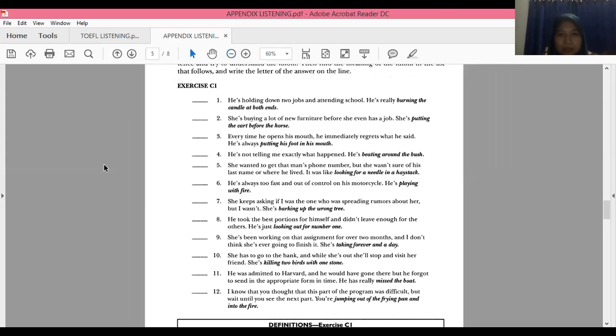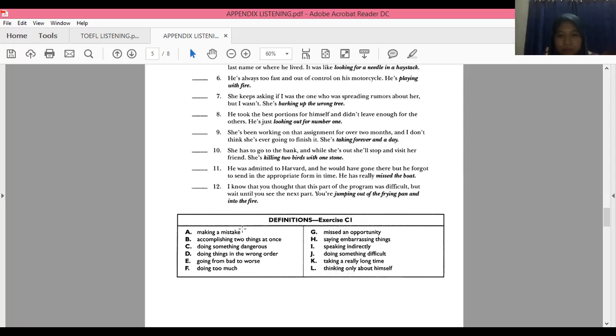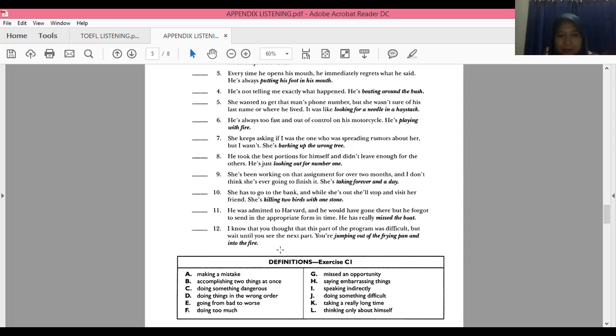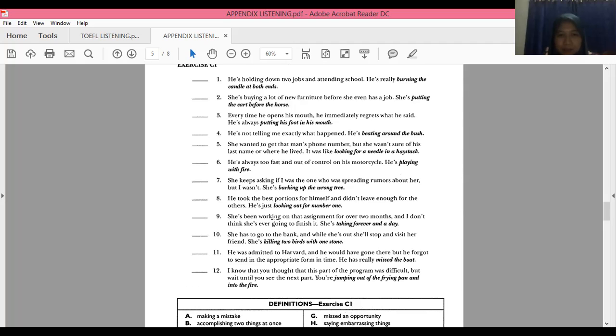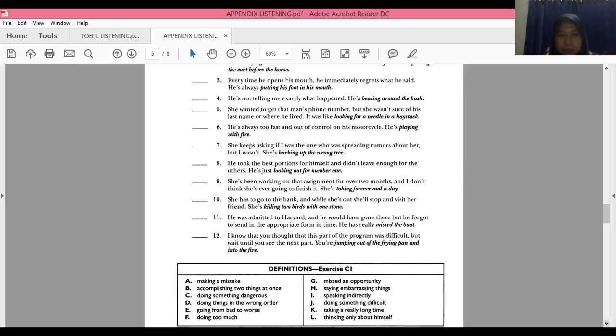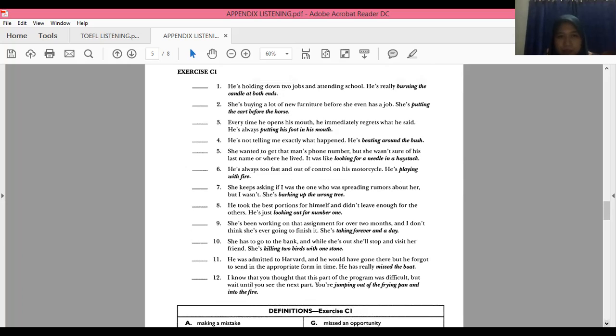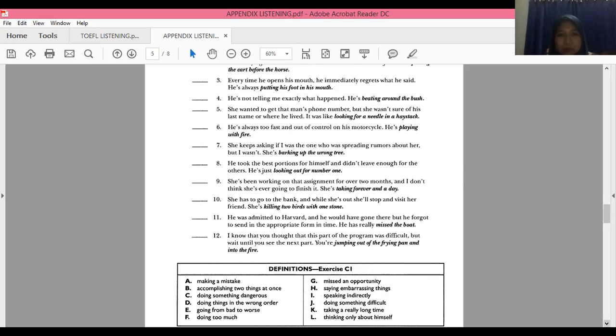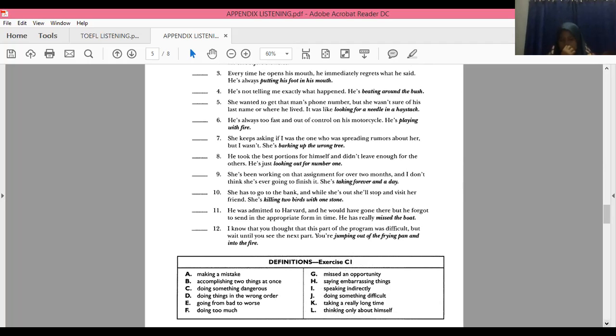Okay, now let's do exercise C1. Number 1 until 12. 4 minutes again. Tadi yang number 1 udah ya. Saya scroll down aja. He's holding down to chop. He's burning the candle at the both end. Sudah. Number 2, she is putting the cart before the horse. Ini aja dulu. Match the idiom with its definition.